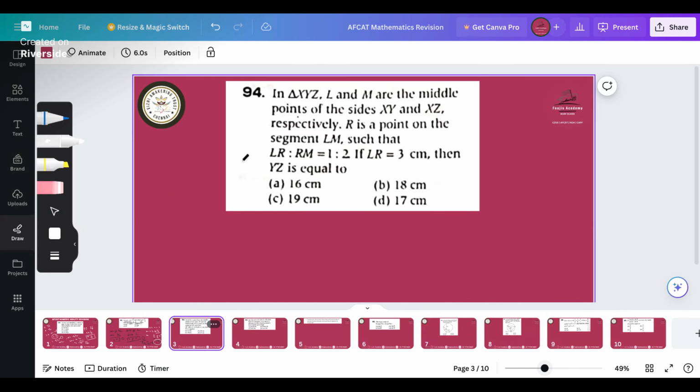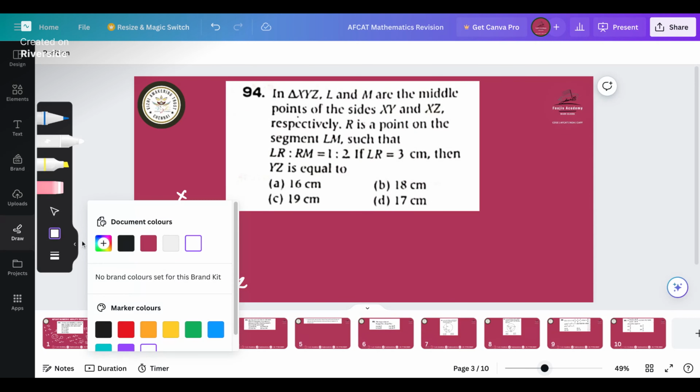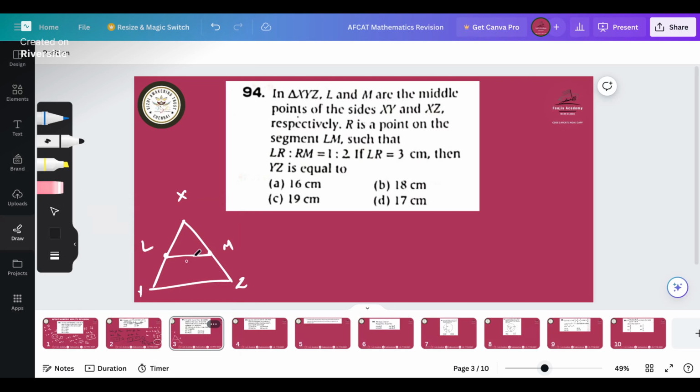So in triangle XYZ, let's build a triangle XYZ. Okay, so over here it is X, Y, and Z. L and M are the midpoints of sides XY and XZ respectively. R is a point on the segment LM. Let me change the color. Yeah, so R is a point on the segment LM.